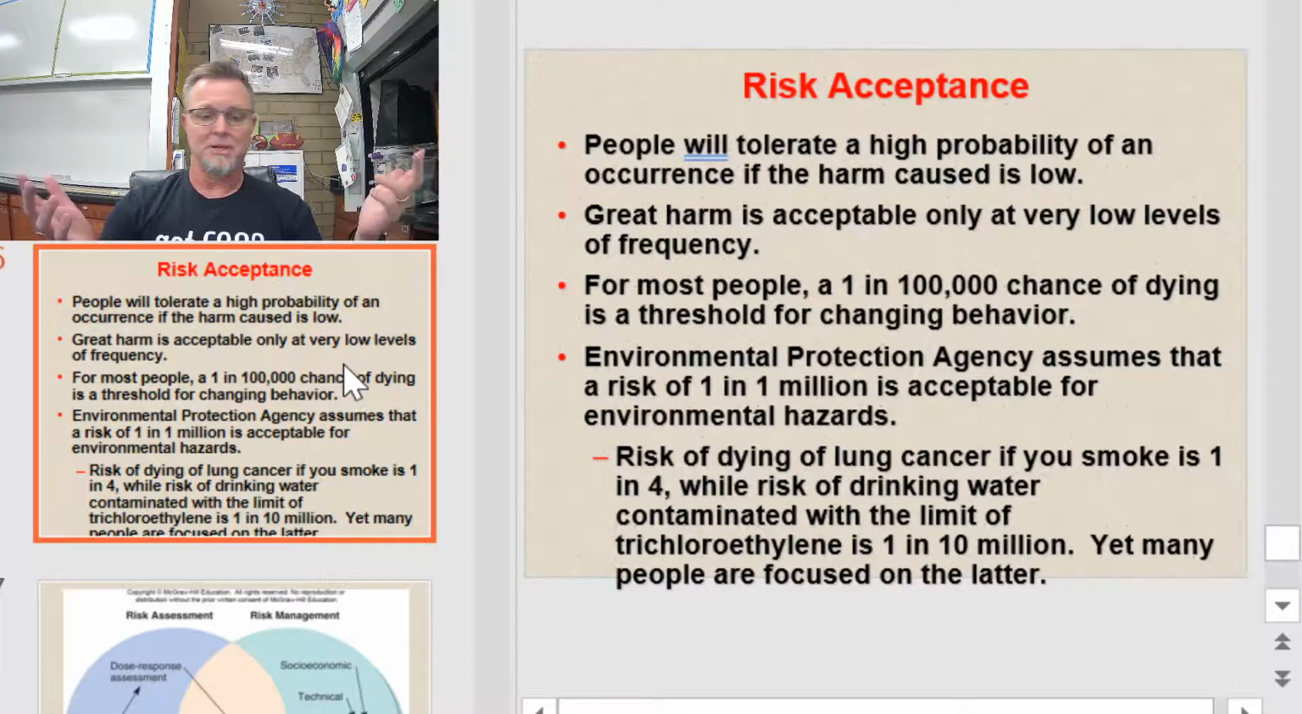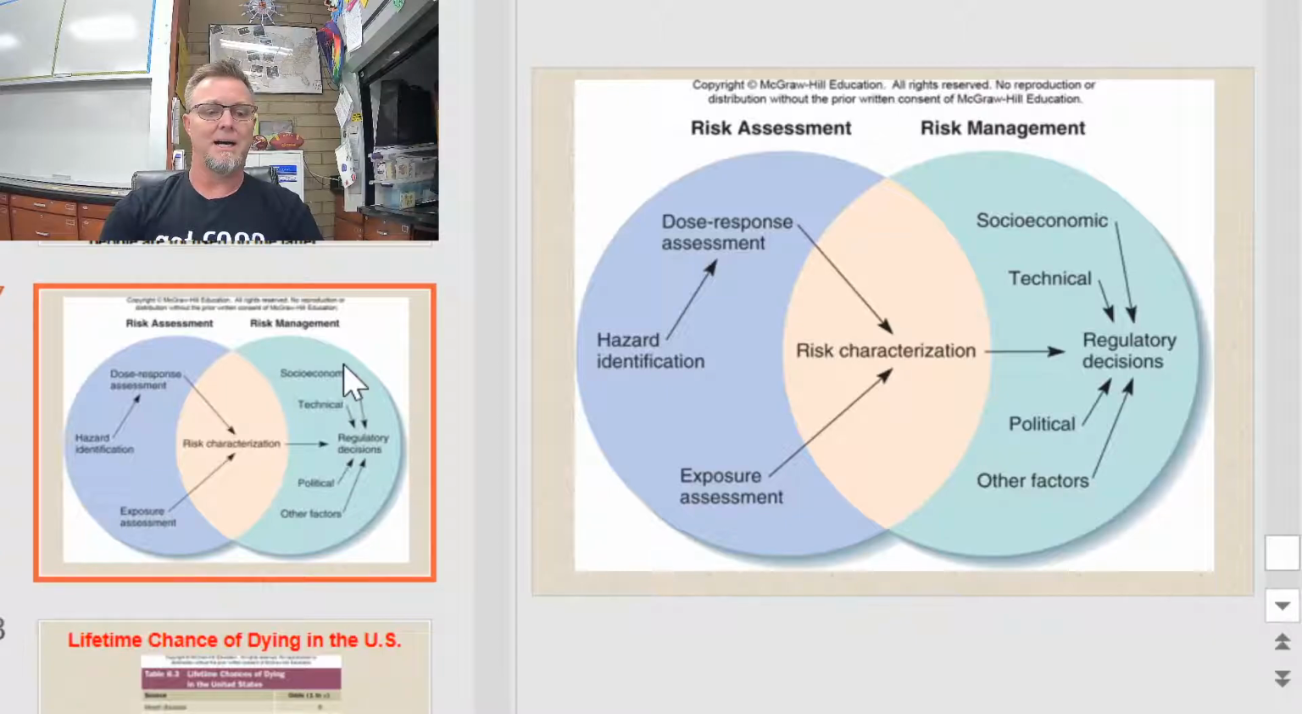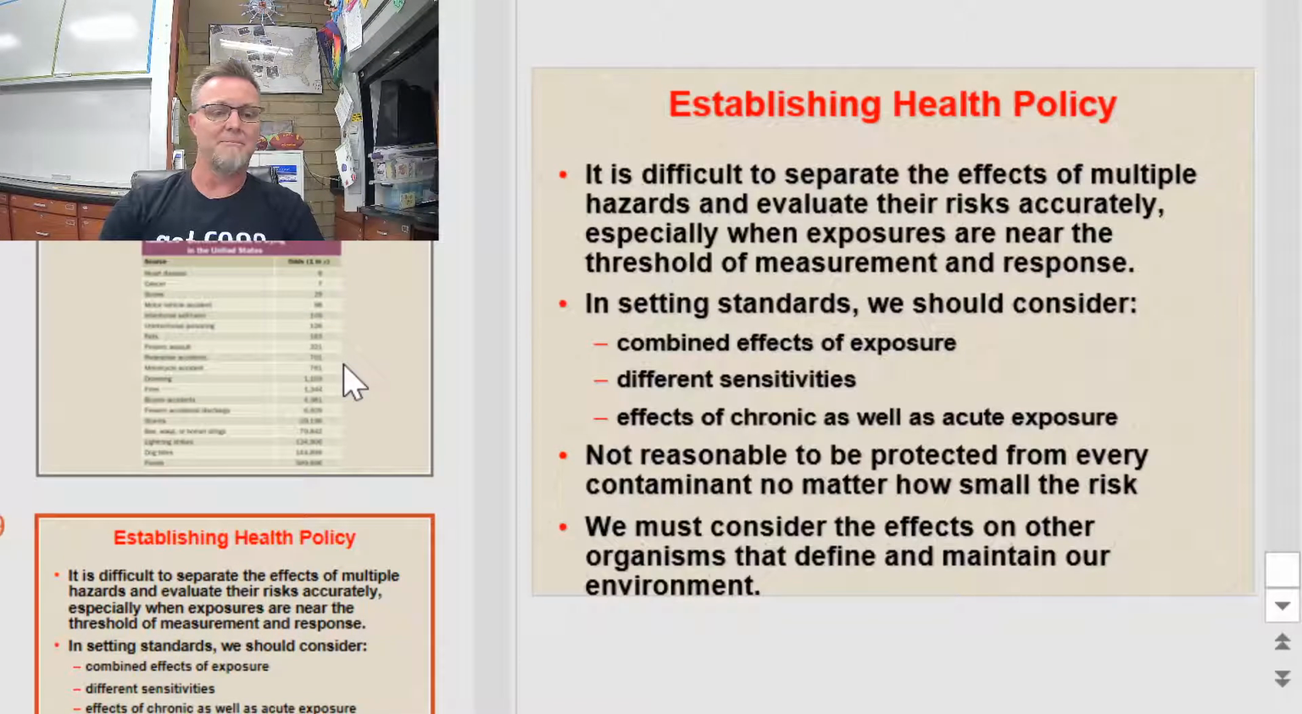So what are we going to focus on? Most people focus on the water, right? I don't know why, but that's what they do. When you think about establishing health policy, it's really, really hard when you have varying opinions on what is dangerous and what is not. It's difficult to separate the effects of multiple hazards and evaluate their risks accurately, especially when exposures are near the threshold of measurement and response.